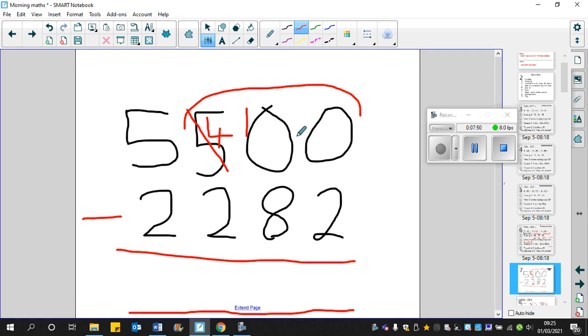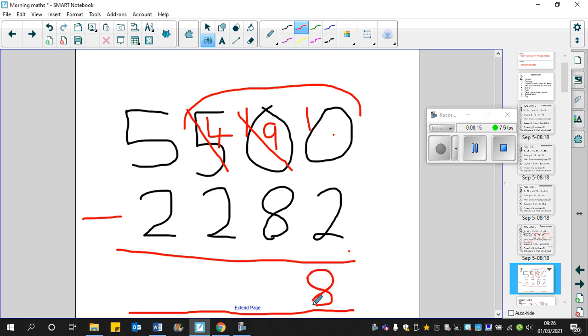Okay, that now enables us to take one of those 10s, so if we take one of those 10s, we've got 9 left, to exchange it for 10 ones, and that now enables us to do the actual calculation that we started with, which was 10 take away 2. So 10 take away 2 is 8.